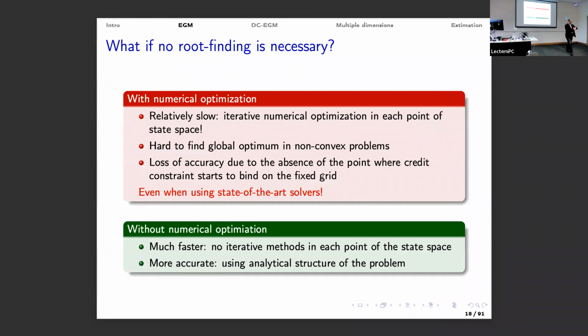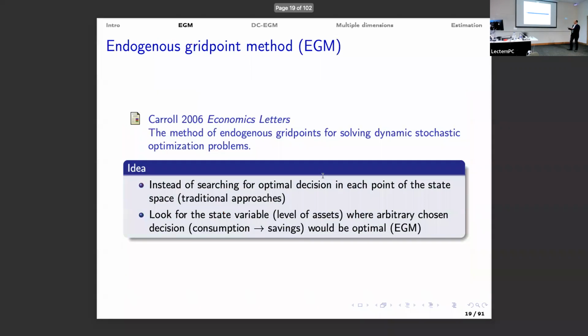All right, so here is the promise of the EGM. What if we didn't have to solve this equation? What if we didn't have to do any sorts of iterative algorithm in order to calculate the optimal consumption in each point of the state space? Well, it turns out to be possible.